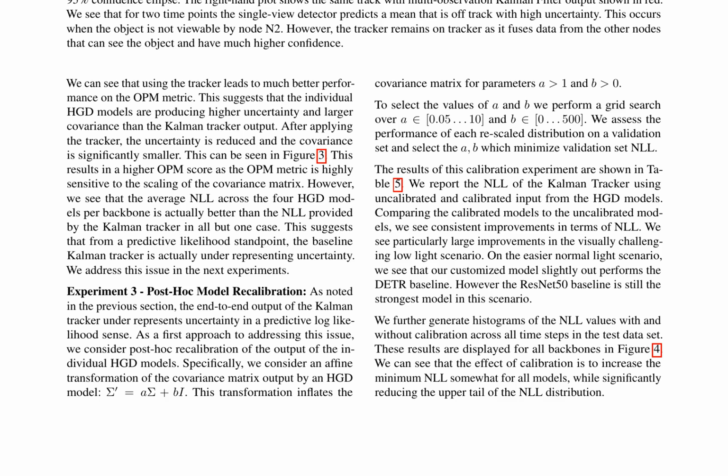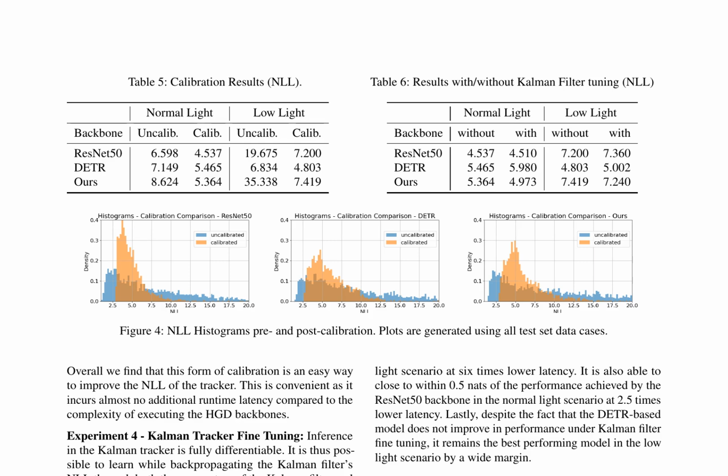Inference in the Kalman tracker is fully differentiable. It is thus possible to learn while backpropagating the Kalman filter's NLL through both the parameters of the Kalman filter and the parameters of individual HGD models. We refer to this approach as Kalman filter fine-tuning. In our implementation of the constant velocity Kalman tracker, the standard deviation of acceleration parameter is the only learnable parameter.